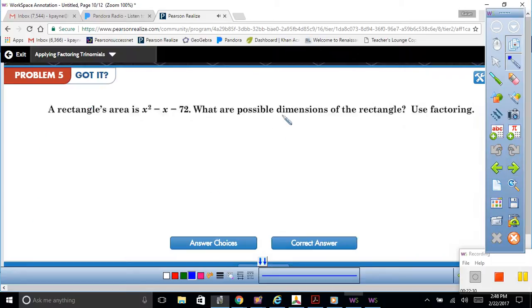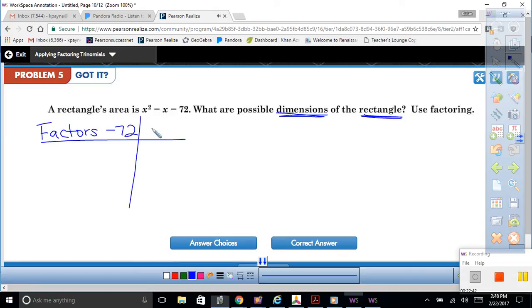Okay, in your book, same question, the dimensions of the rectangle. So again, you want to find the factors of your last number, which is a negative 72, that have a sum of your middle coefficient, which in this case, we have that understood 1 there, so it's a negative 1. The factors of 72 are 1 times 72, 2 times 36, 3 times 24, and this slanted line is bothering me, of course. 4 times something, 36, 18.